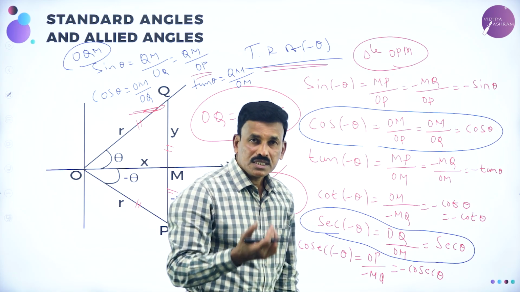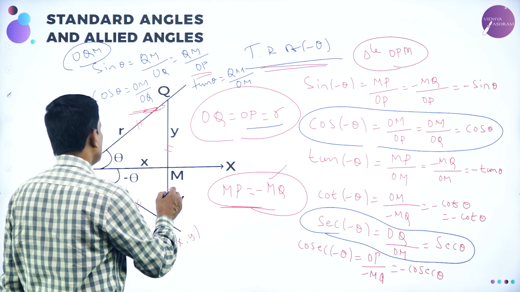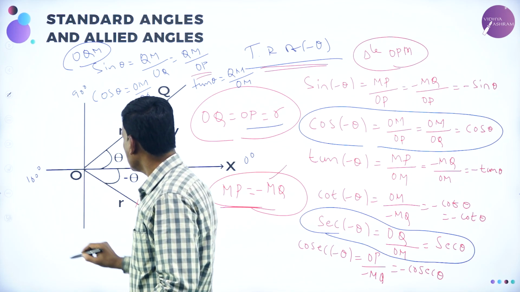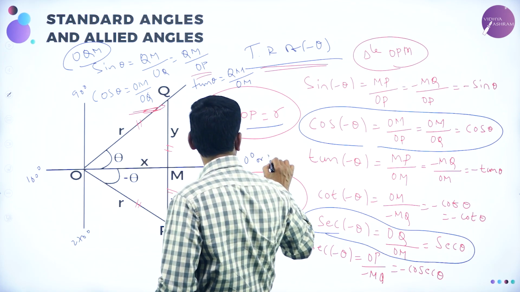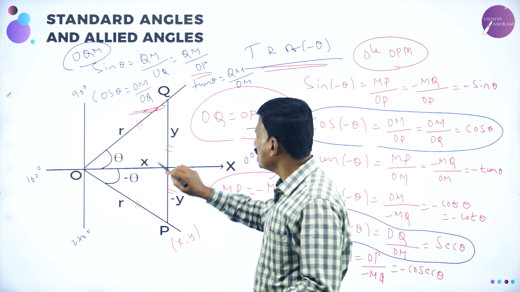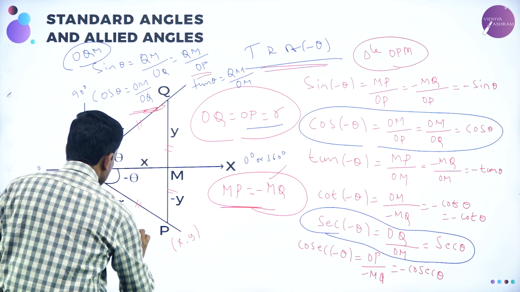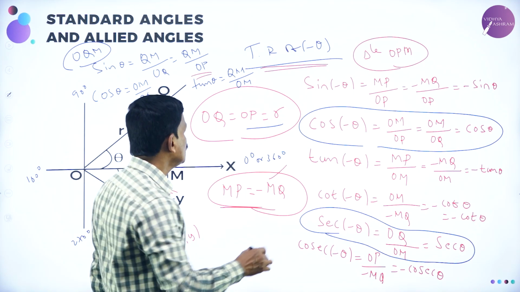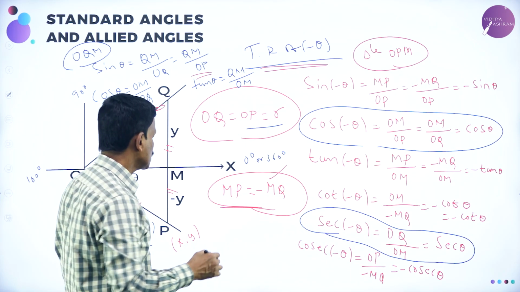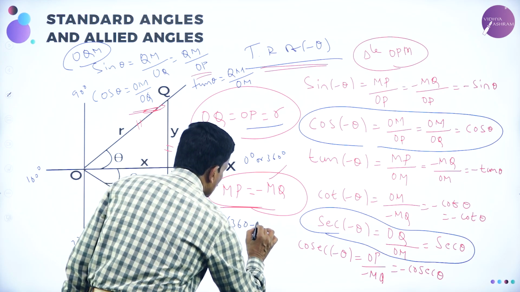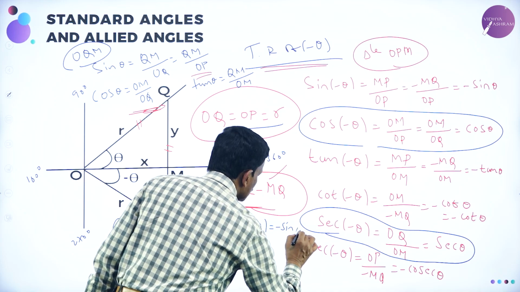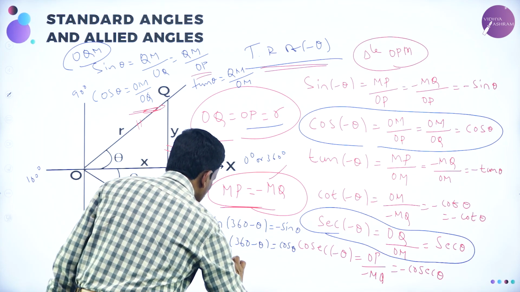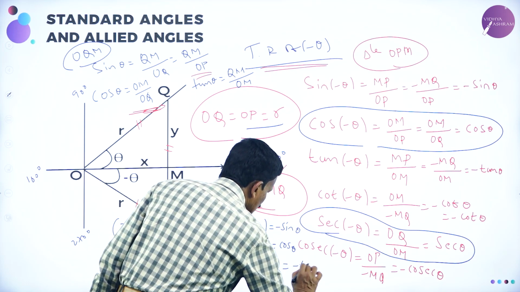Hope you followed. Now, next, 360 minus theta. If you observe carefully, as I told you, this is 0 degrees, 90 degrees, again this is 180 degrees, this is 270 degrees, and again this is 360 degrees. So 360 plus means it comes in the first quadrant, 360 minus means it comes in the fourth quadrant. This is also equal to 360 minus theta. So if minus theta is replaced by 360 minus theta, then you are going to get the trigonometric ratios of 360 minus theta. Sine of 360 minus theta is equal to minus sine theta. Cos of 360 minus theta is equal to plus cos theta. Tan of 360 minus theta is equal to minus tan theta.